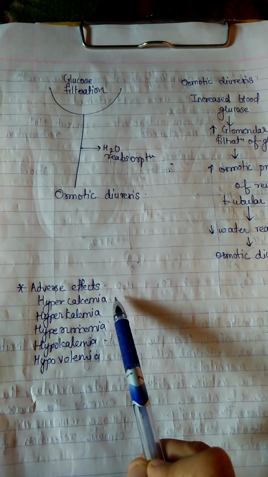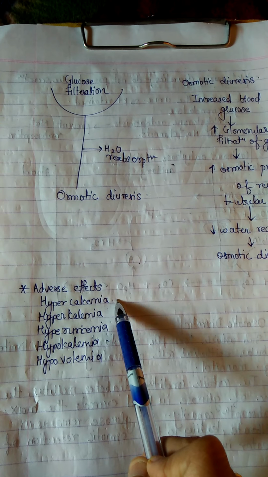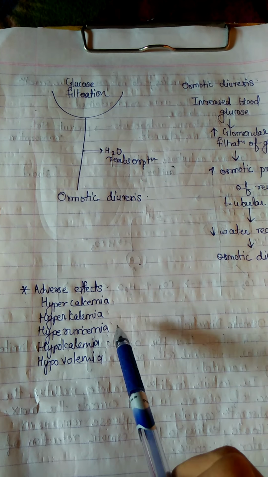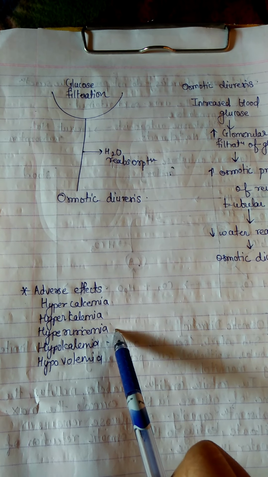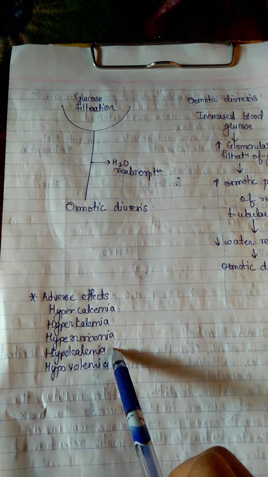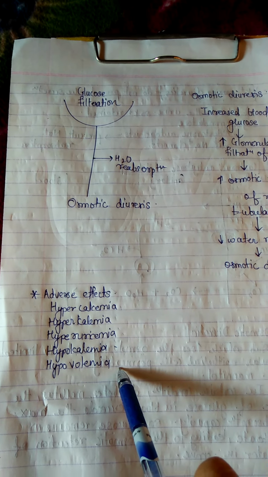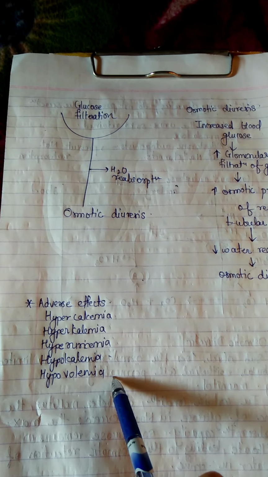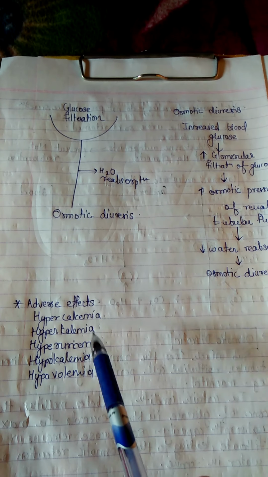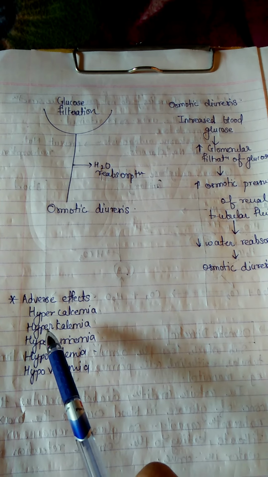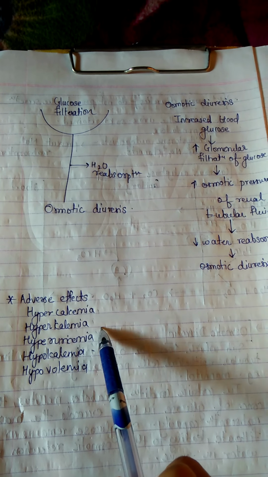Adverse effects: hypercalcemia, increase in the level of calcium. Hyperkalemia, increase in the level of potassium. Hyperuricemia, increase in the level of urea. Hypocalcemia, decrease in the level of calcium. Hypovolemia, decrease in the volume of tubular fluid. One more condition is hypokalemia, which is a decrease in the level of potassium.